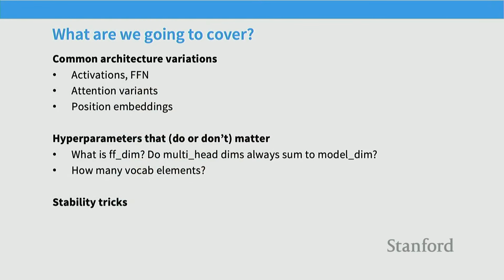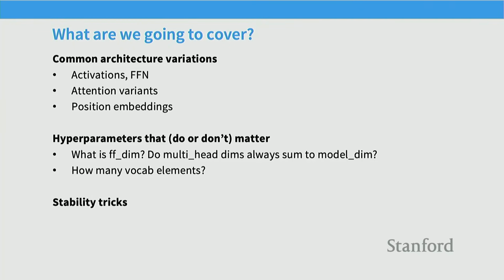So the parts that I'll cover, this is a preview of the 3 major sections of this lecture. And if I have time, I'm also going to talk about different attention variants at the end. The first thing is going to be architecture variations. That's what I'm going to talk about. So activations, feed forwards, attention variants, position embeddings, all of those things.